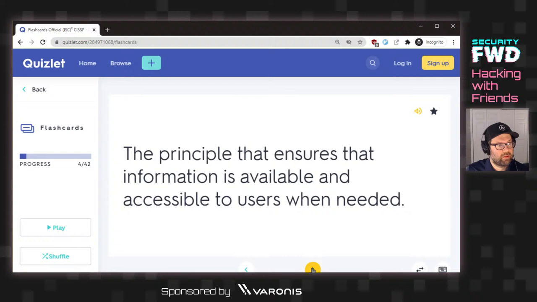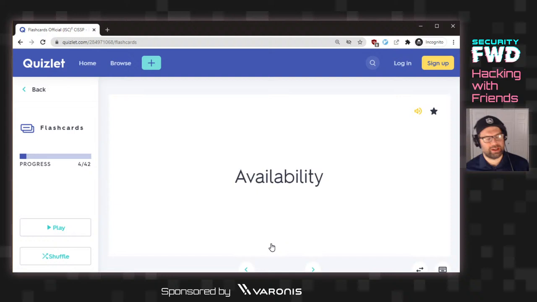Principle that ensures information is available and accessible to users when needed. Sounds like availability. Hey, only took me three tries to get one right, but we'll take it.